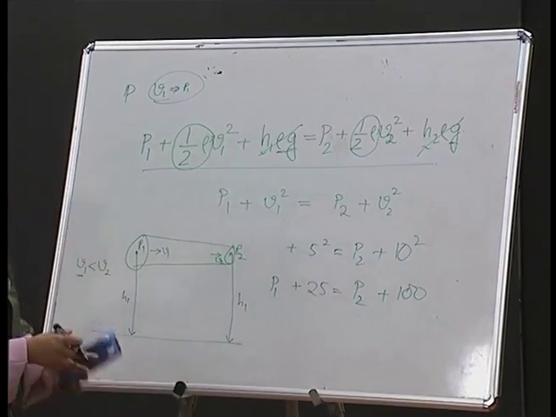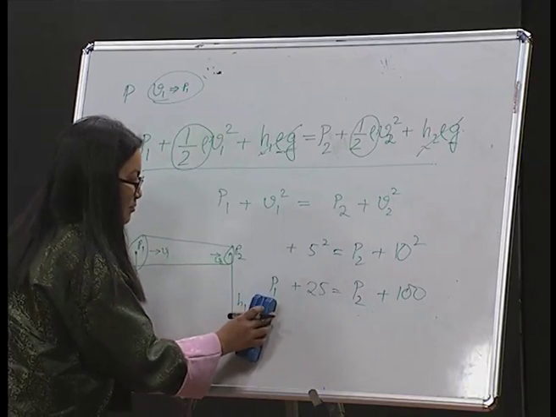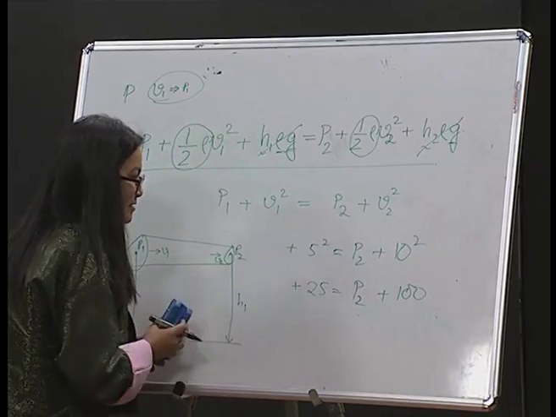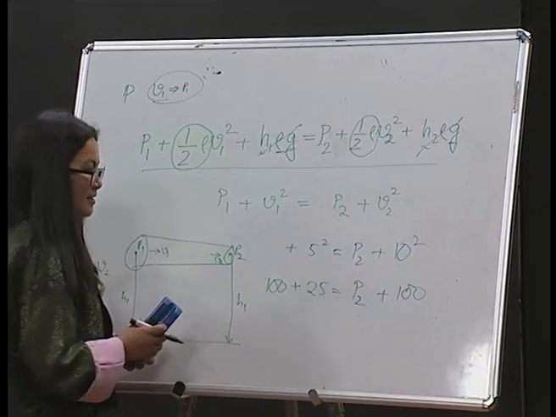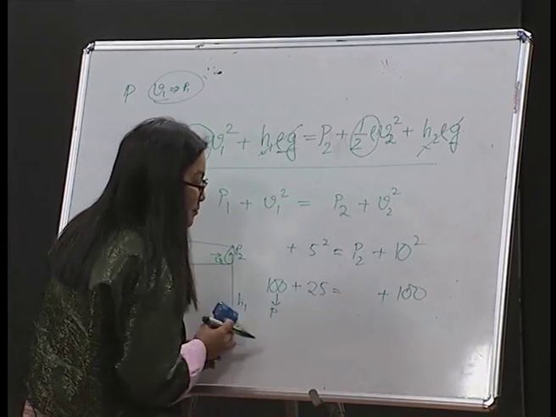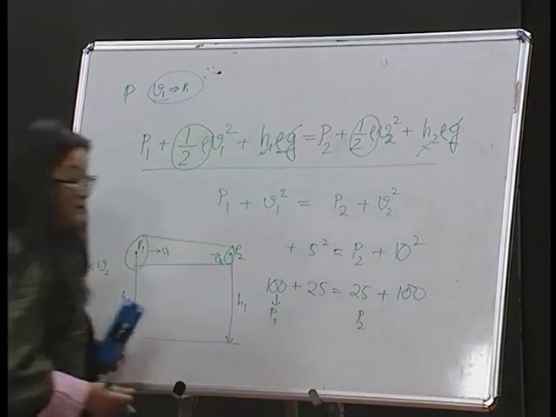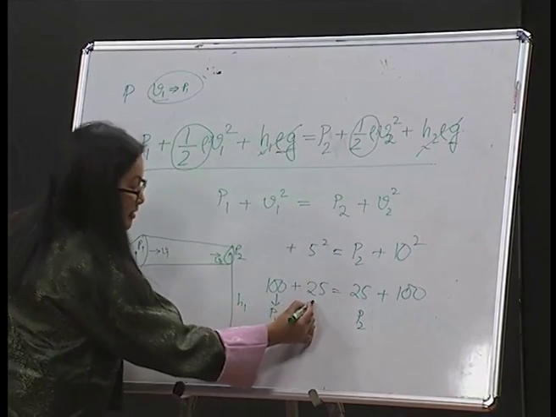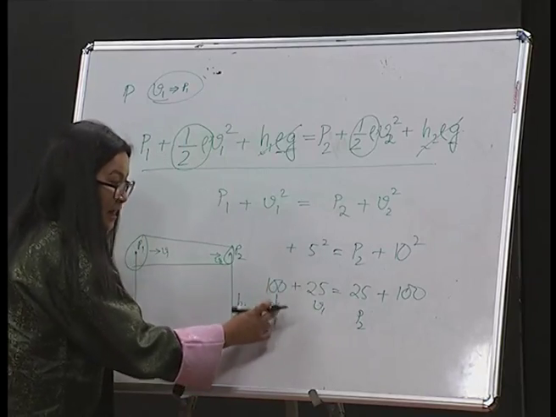So, now the sum has to be equal. Here if I write P1 as 100, then how much should be P2? It should be 25, right? So, here clearly if velocity is less, pressure is high.